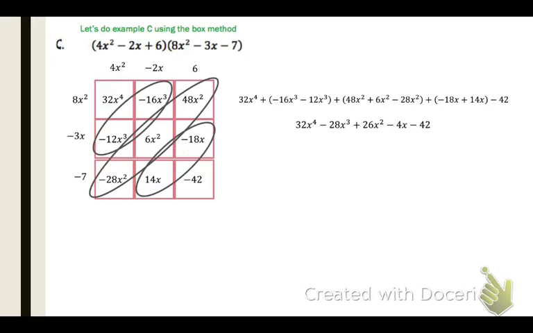You could do this one using distribution, except you would have to multiply the 4x squared to the 8x squared minus 3x minus 7. Then you'd have to multiply the negative 2x to that and the 6 to that. So you're going to have a big long thing. Either way, you'll get that same answer. This is just a little bit more organized. That's why I prefer the box method. Okay?